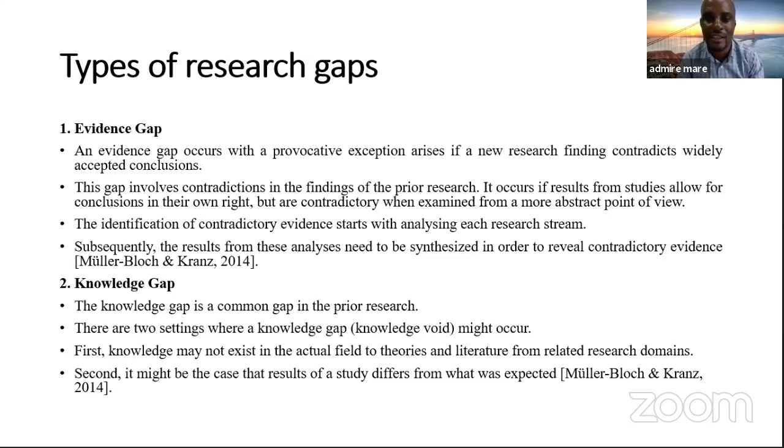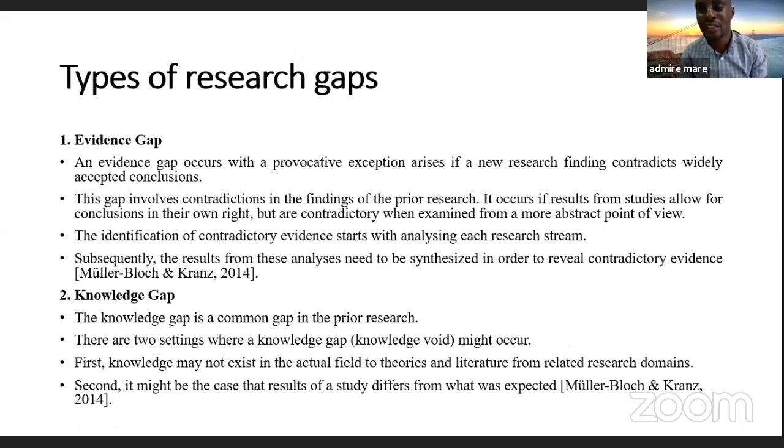arises that forces you to find new research that contradicts what is widely accepted. For example, let's say we are talking about COVID-19, and everyone pretty much speaks around the causes being linked to seafood and all these things. But if somebody comes with something that is really contradictory to this established knowledge and established conclusions, that creates what we would call an evidence gap, because this gap involves contradictions that are already inherent in findings that have already been done by others before you.